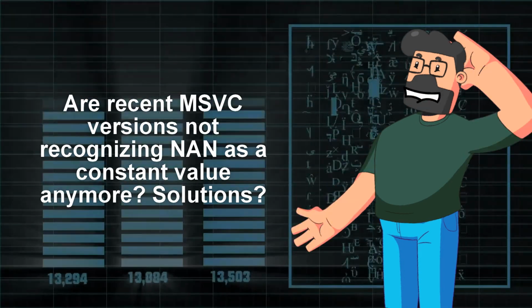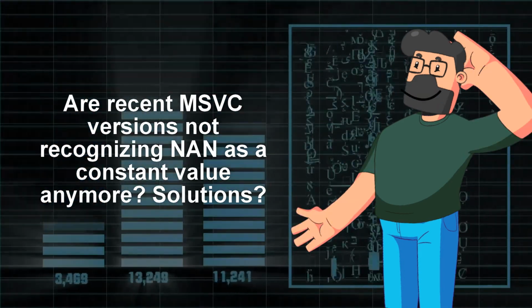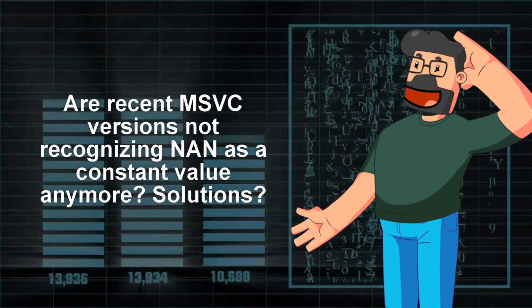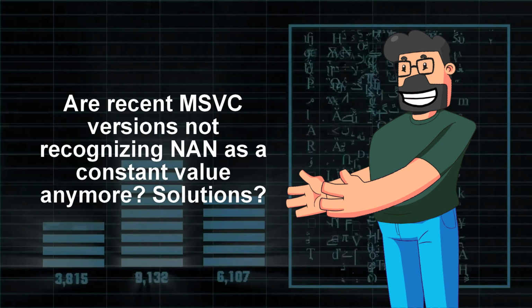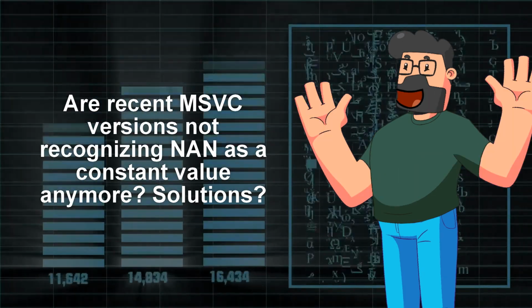Hey there, in today's video, we're going to tackle a common problem that developers using MSVC may encounter. The problem revolves around how recent MSVC versions handle the NAN constant, causing issues with code compilation.